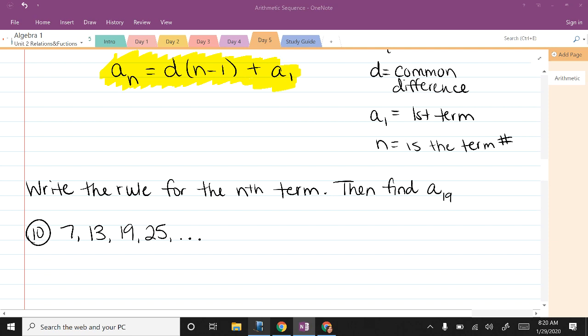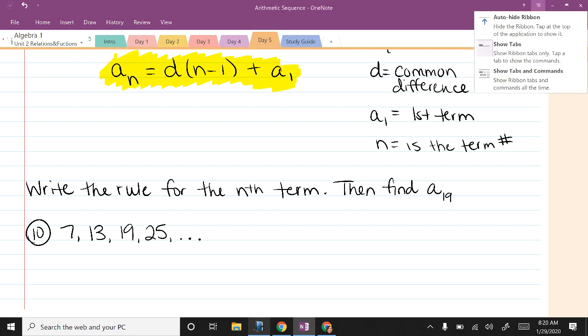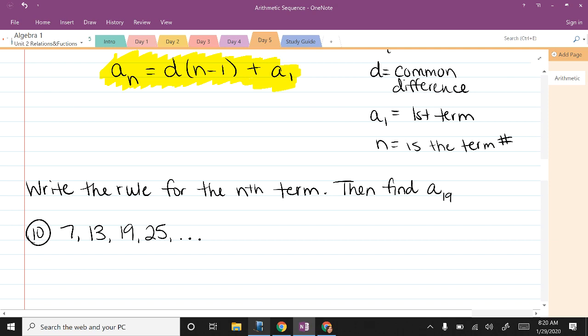All right, and I'll set my pen somewhere. Okay, write a rule for the nth term. So that means we're going to write a formula, and then we're going to plug it in and find the 19th term. Y'all see that 19 in the little subscript? Okay, so first you have to write an equation using this formula, and then you plug in 19 for n. Okay, so first we're going to write the rule.